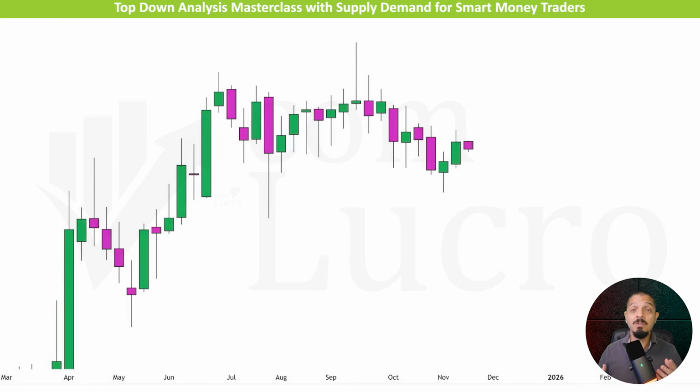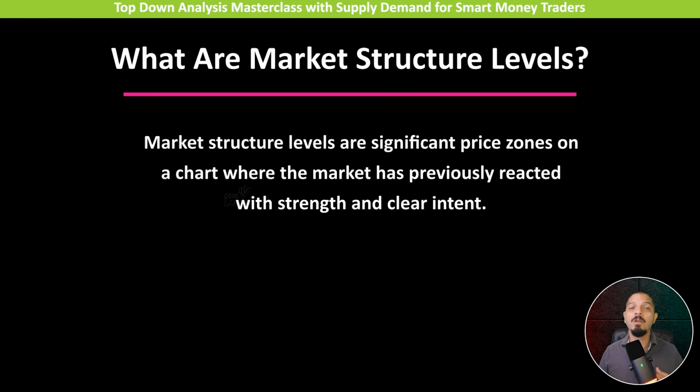Since our main execution time frame is the 1-hour chart and lower, these marked levels help us anticipate strong reactions when price reaches them and ensure they remain clearly visible during lower time frame analysis. But what are market structure levels? Market structure levels are important price zones on a chart where the market has previously shown a strong reaction.